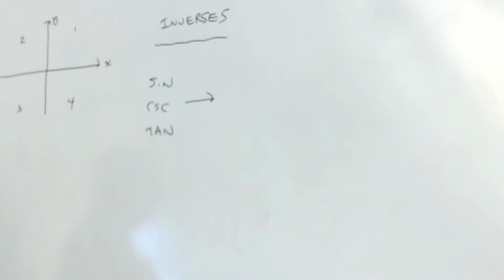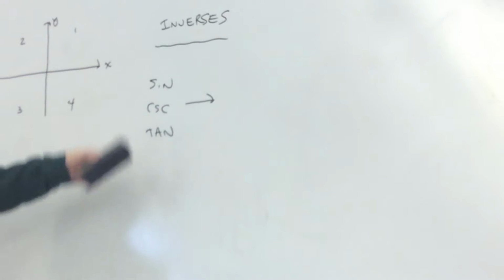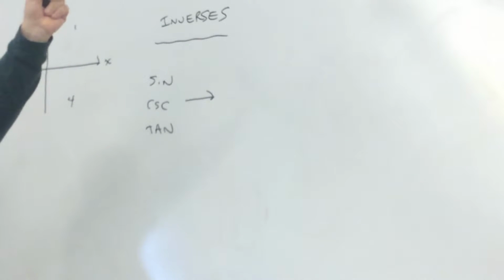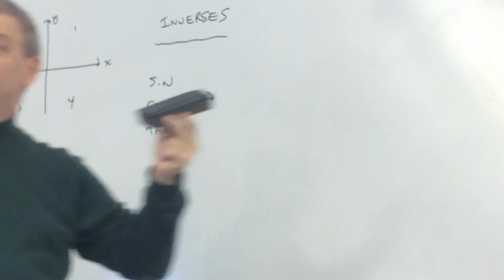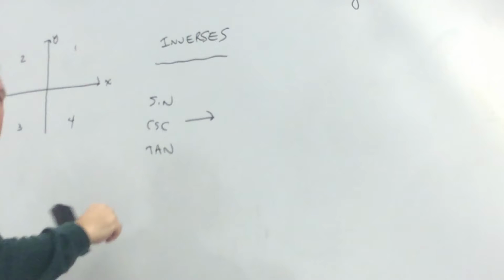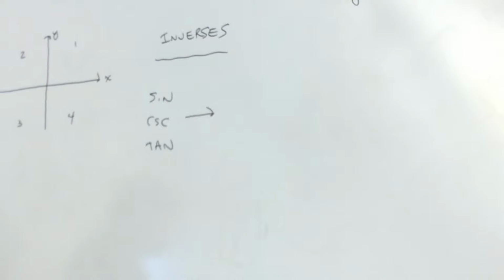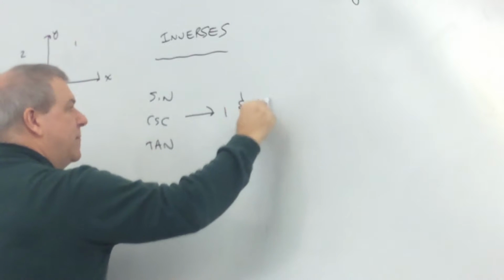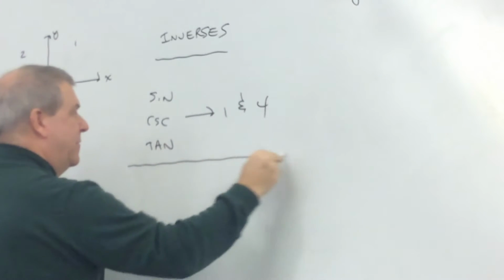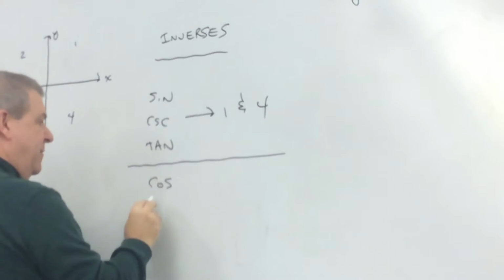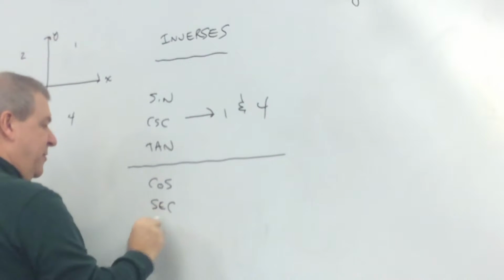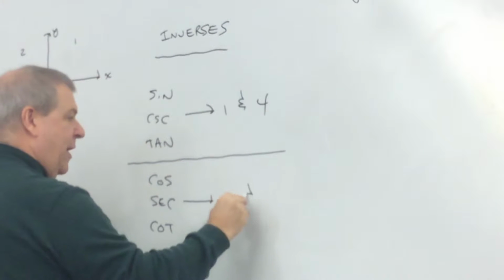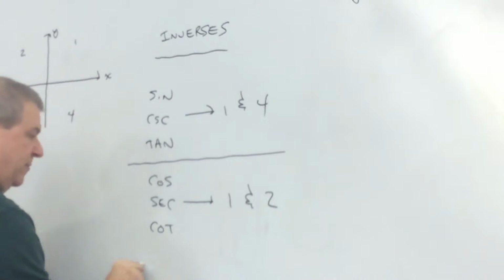Quadrants, fellas, quadrants. Inverse sine, inverse cosecant, or inverse tangent. Where's the only places those answers could be? Howard? 1 and 4. Okay, I'm going to put a 1 and 4. And it's inverse cosine, inverse secant, which is a reciprocal, inverse cotan. Those are 1 and 2.